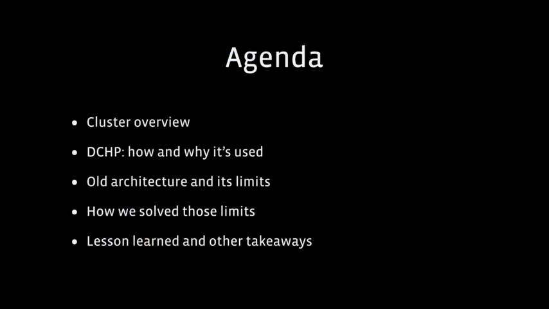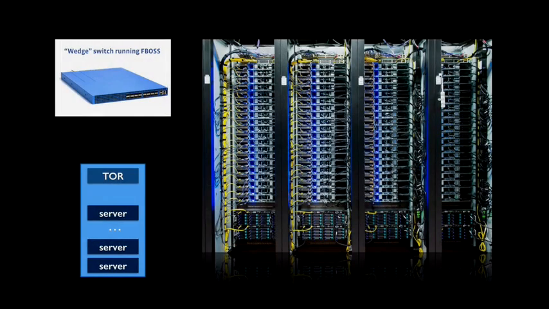So I'm going to give a small overview of how clusters are laid out in terms of the network. Then we're going to talk about why we use DHCP and how we use it, and some of the limitations of the old architecture and how we solved those problems. And at the end, some lessons learned and takeaways that I hope you guys can take home as well.